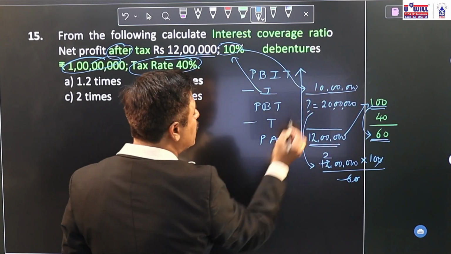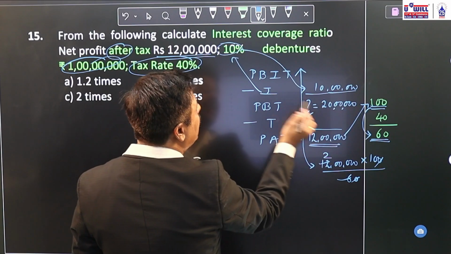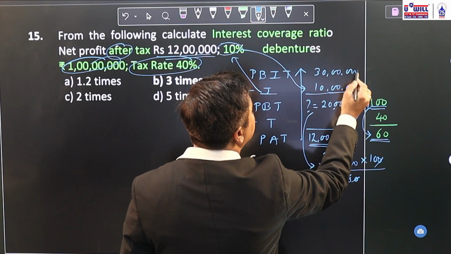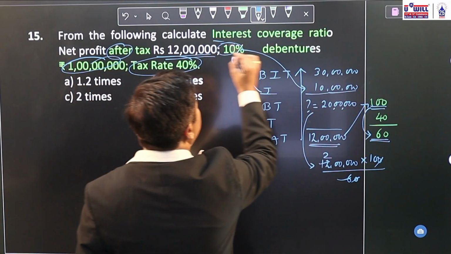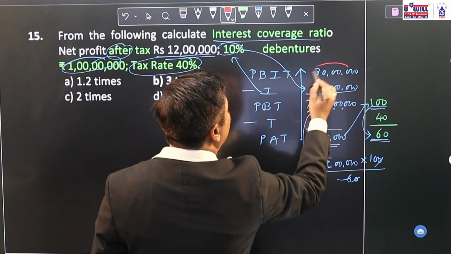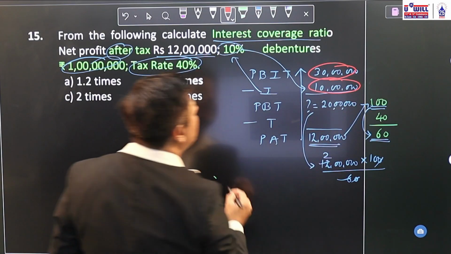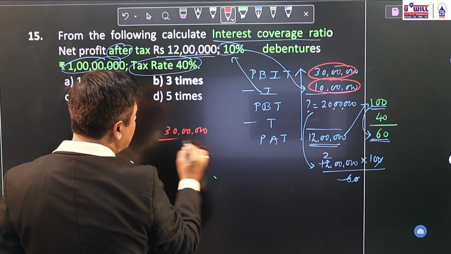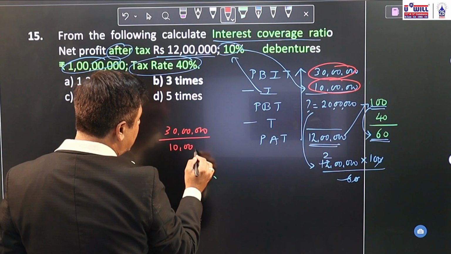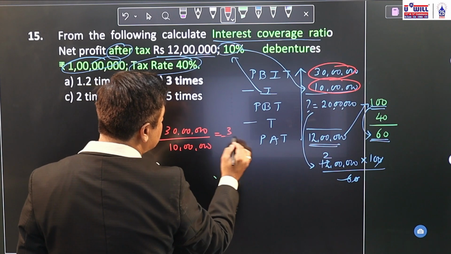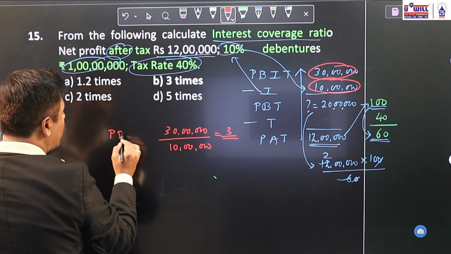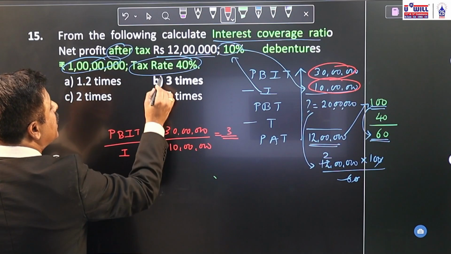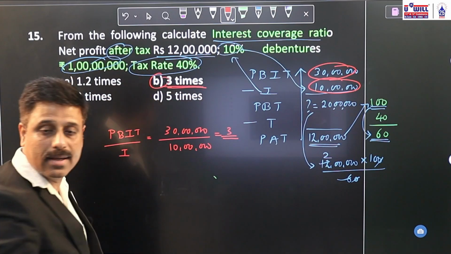Now again, if you go reverse, this minus will become plus. So 20 lakhs plus 10 lakhs. What would be profit before interest and tax? 30 lakhs. Now what is the formula of interest coverage ratio? Profit before interest and tax divided by interest. 30 lakhs divided by 10 lakhs, 3 times. 3 times means option B is your correct answer.